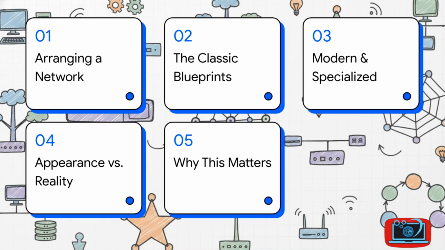So here's how we're going to break it all down. First, we'll look at why we arrange networks in certain ways. Then we'll check out some classic and modern designs, uncover a fascinating twist between how things look versus how they actually work, and then we'll wrap it all up with why any of this actually matters to you.